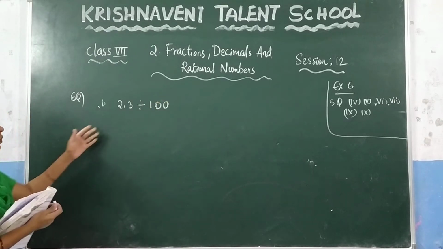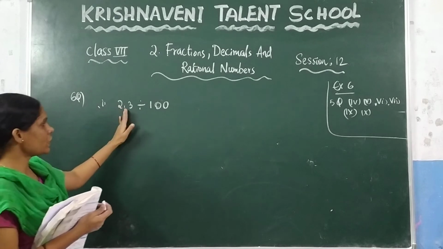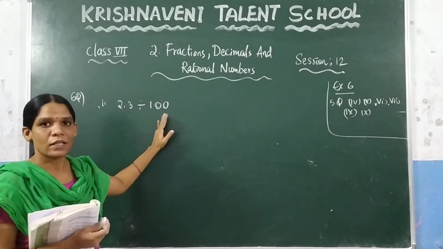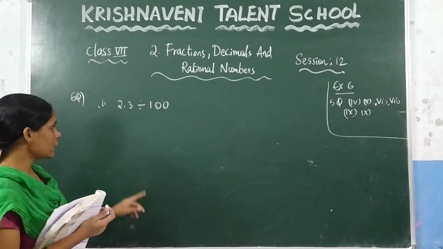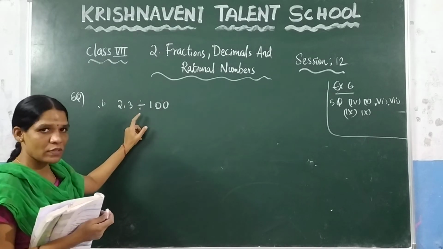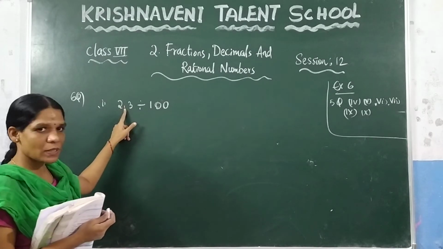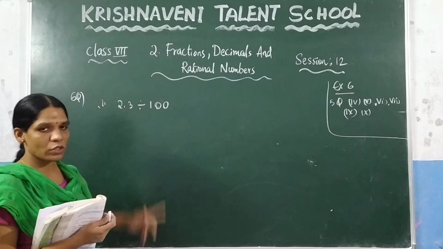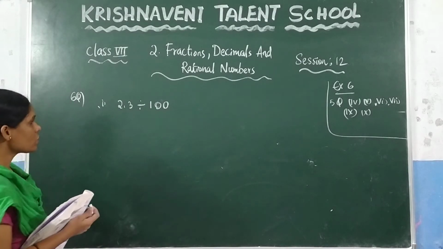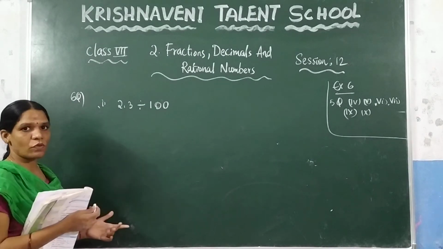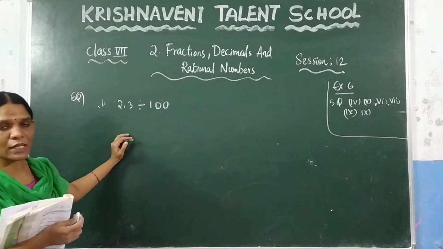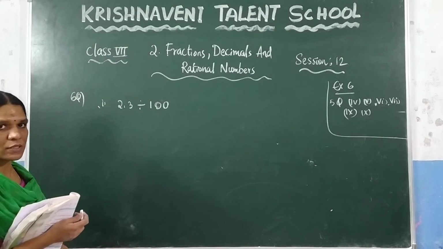Here in the case of multiplication, we shifted the decimal point to the right, as many places as there are zeros. In the case of division, you need to shift the decimal point to the left as many places as there are zeros. Just reverse here. So here you can follow that method, or otherwise you can do the normal calculation. How do you do the normal calculation? First check it here.